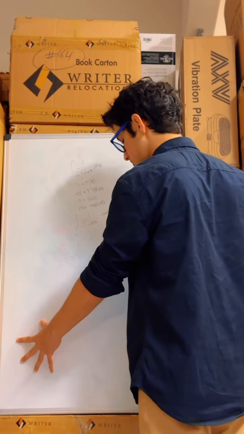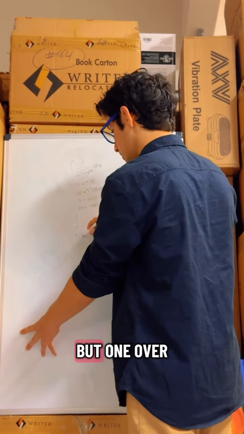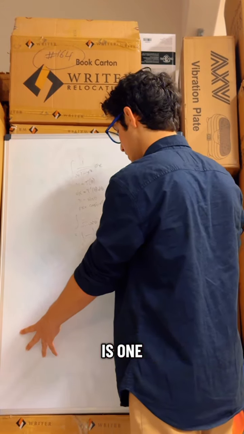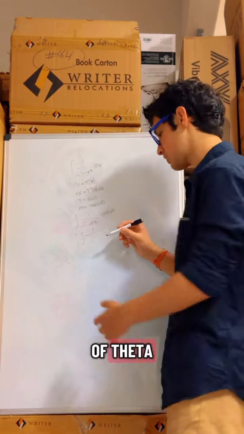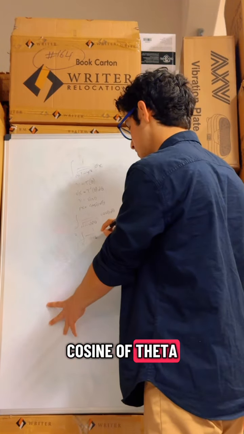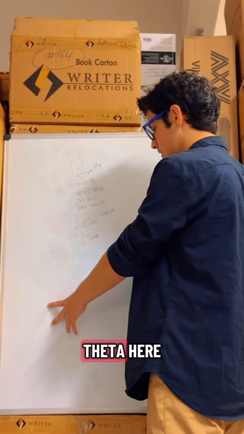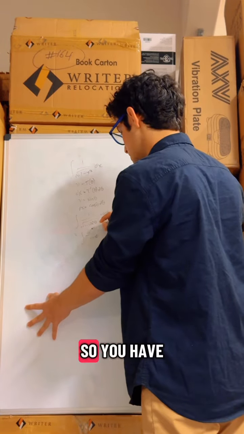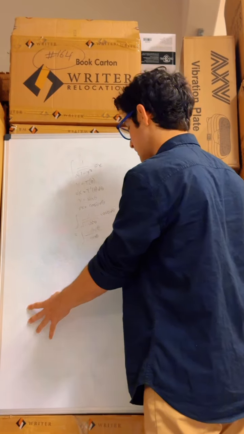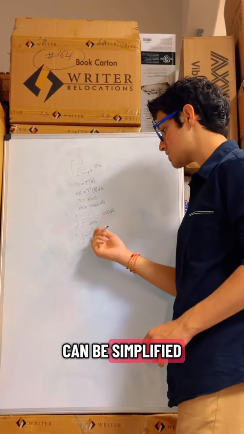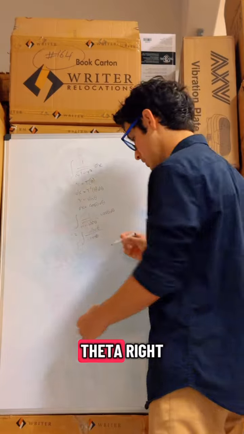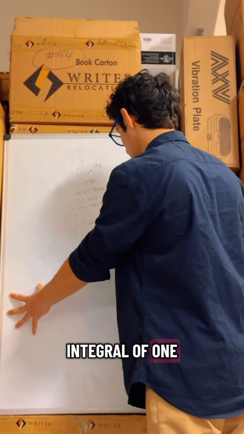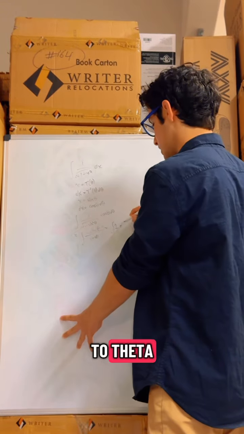To become? Well, that's nothing but 1 over, so the numerator is 1, the denominator is the square root of cosine squared of theta, which is just cosine of theta. You've got a cosine theta d theta here. I don't want to put it all the way here again, I just leave it on top. So you have cosine of theta d theta. And this for us, luckily, can be simplified to just 1 d theta. Right? It's just the integral of 1 with respect to theta.